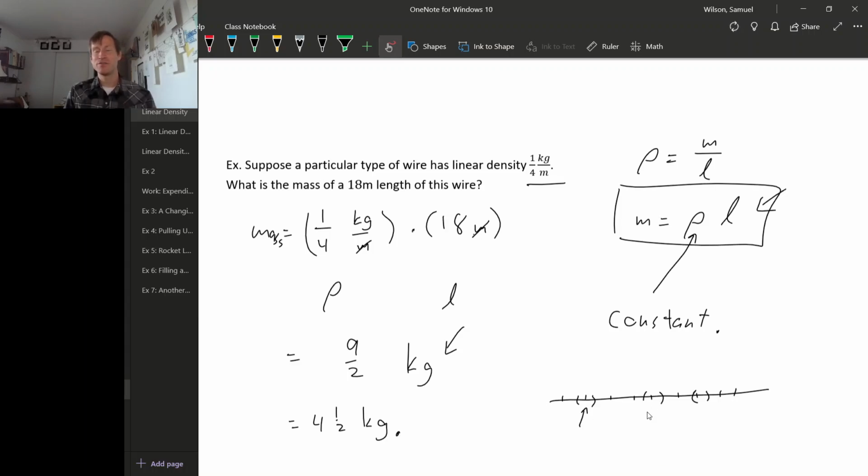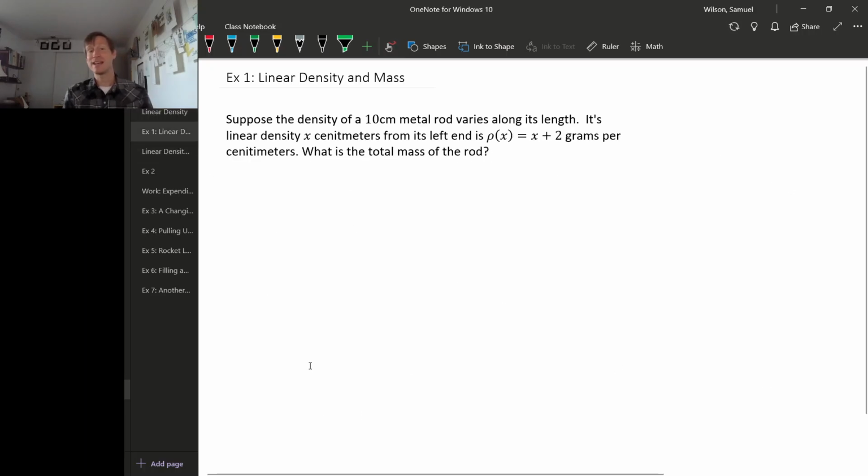So how could we handle it if the linear density changes as you move along the object? Maybe there's a heavier portion in the middle and the ends are lighter. How could we find the total mass of the object then? Let's have a look at that kind of situation. Suppose that the density of a 10 centimeter metal rod varies along its length.